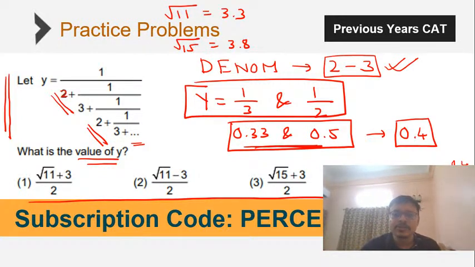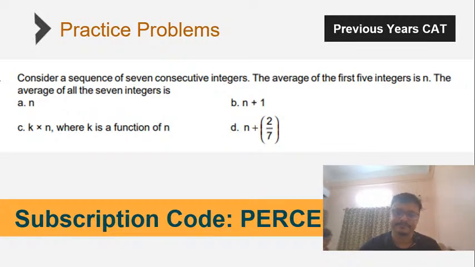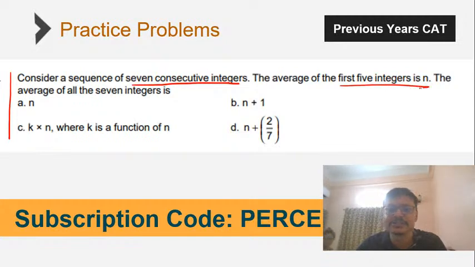Let's move on to the next question. So here we are talking about a sequence of 7 consecutive integers. The average of the first 5 integers is n. But the question is asking, if that is the case, then what is the average of all the 7 integers? So again, try and solve this, everybody. If the average of the first 5 integers is n, what can be inferred about the average of all these 7 integers?